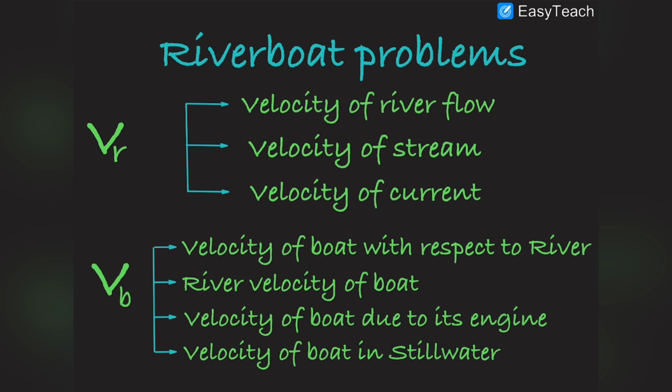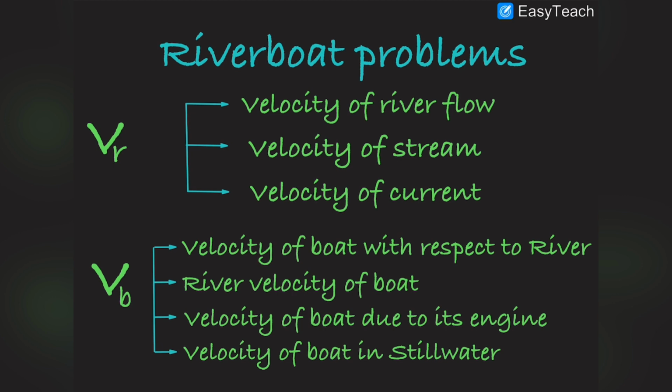You can see that first of all, let us discuss the meaning of VR and VB. This VR is the velocity of river flow, or velocity of stream, or velocity of current. These are different names which are used in different books, and you would be facing these names in different books and sources. So these are all the same, and this is referred to as the velocity of river.